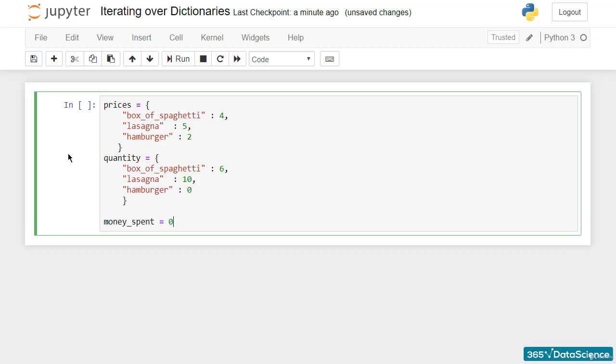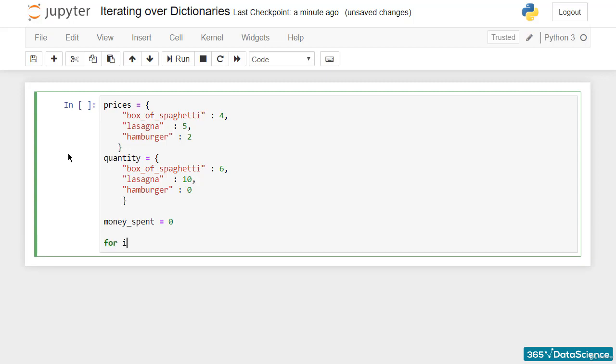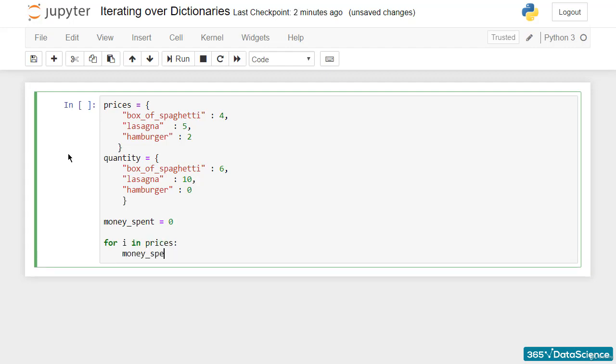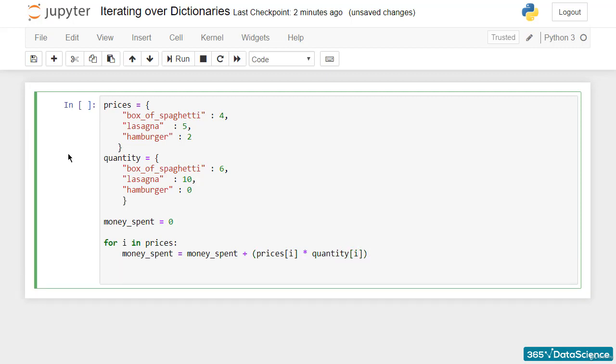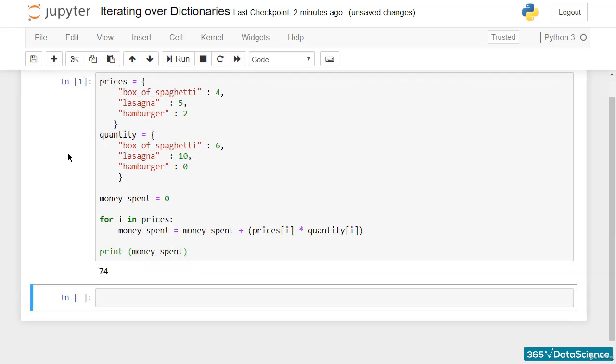Let's implement a well-known trick. I'll create a rolling sum called money spent, which will initially assume the value of 0. So, we can start by iterating over each item in prices, i in prices for short. At every step of the loop, I would like the money spent variable to grow by the product of the price and the quantity of a certain good i. And that should be enough. Let's print the result to check whether we are working correctly.